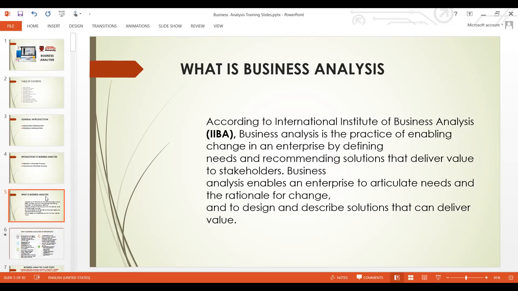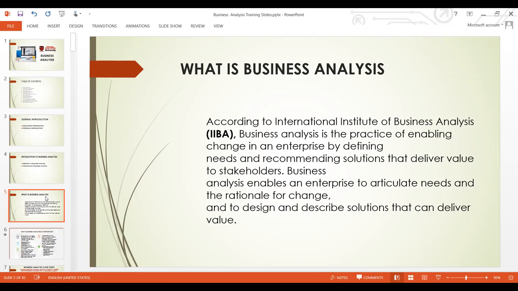There are so many authorities, so many textbooks, knowledge institutes in business analysis, but this global body is regarded as the highest body. So if you have any certification from this body, it's highly recognized. It's even more recognized than a university certificate when it comes to industries and business analysis.